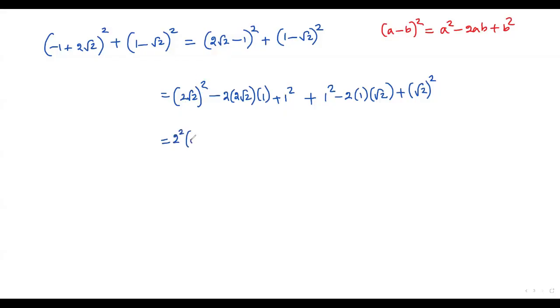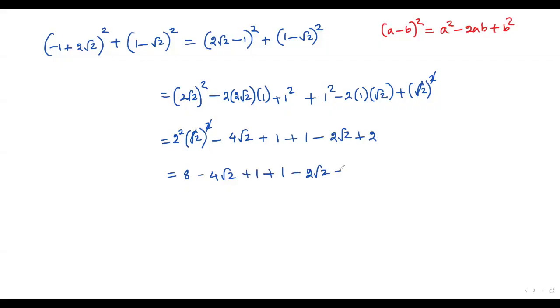Then I'm getting 2 square times square root of 2 the whole square, negative when I multiply this 2 and 2 times square root of 2, I'm getting 4 times square root of 2. 4 times square root of 2 times 1 is again 4 times square root of 2. Positive, the value of 1 square is just 1, and the value of 1 square is just 1. Negative, when I multiply these three values, I'm getting 2 times square root of 2. So here square root and square will cancel out. I'm getting positive 2. And here the square root and square will cancel out. I'm getting the value of 2 square is 4. 4 times 2 is 8. Negative 4 times square root of 2. Positive 1, negative 2 times square root of 2, positive 2.